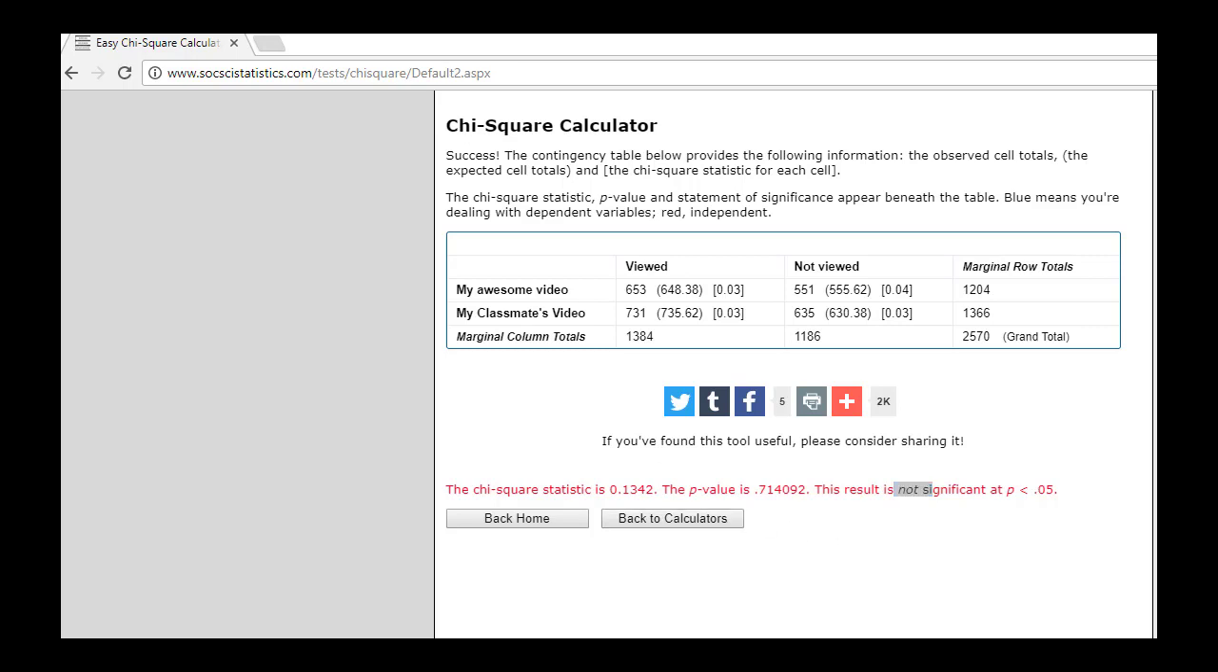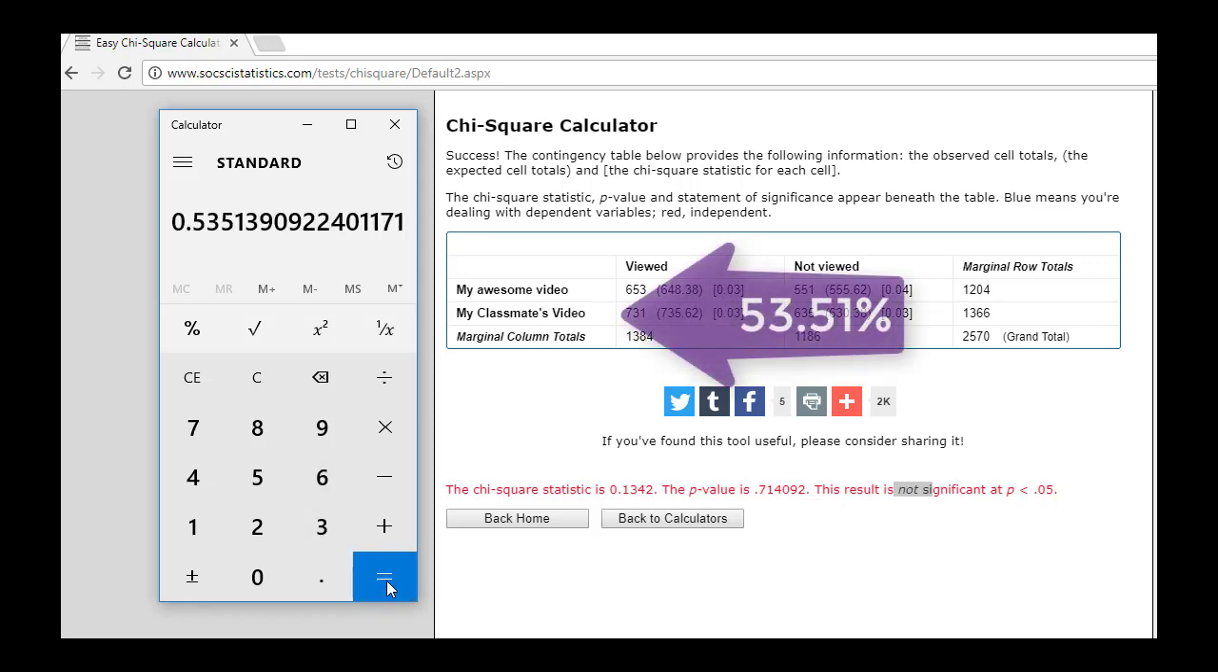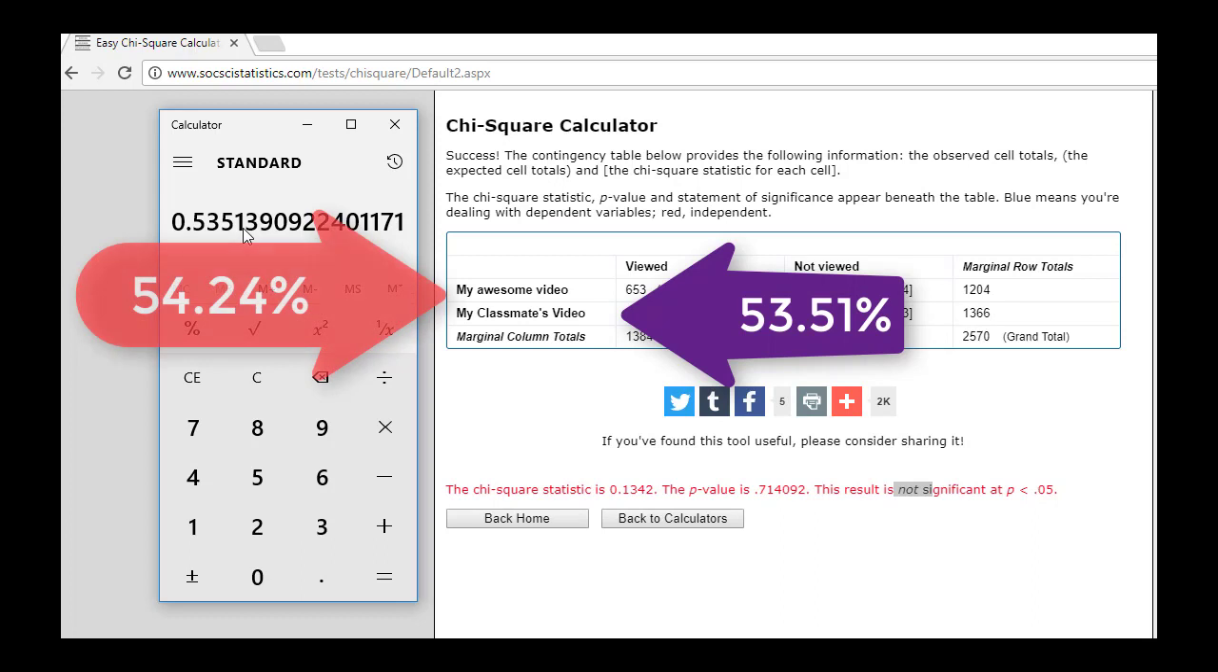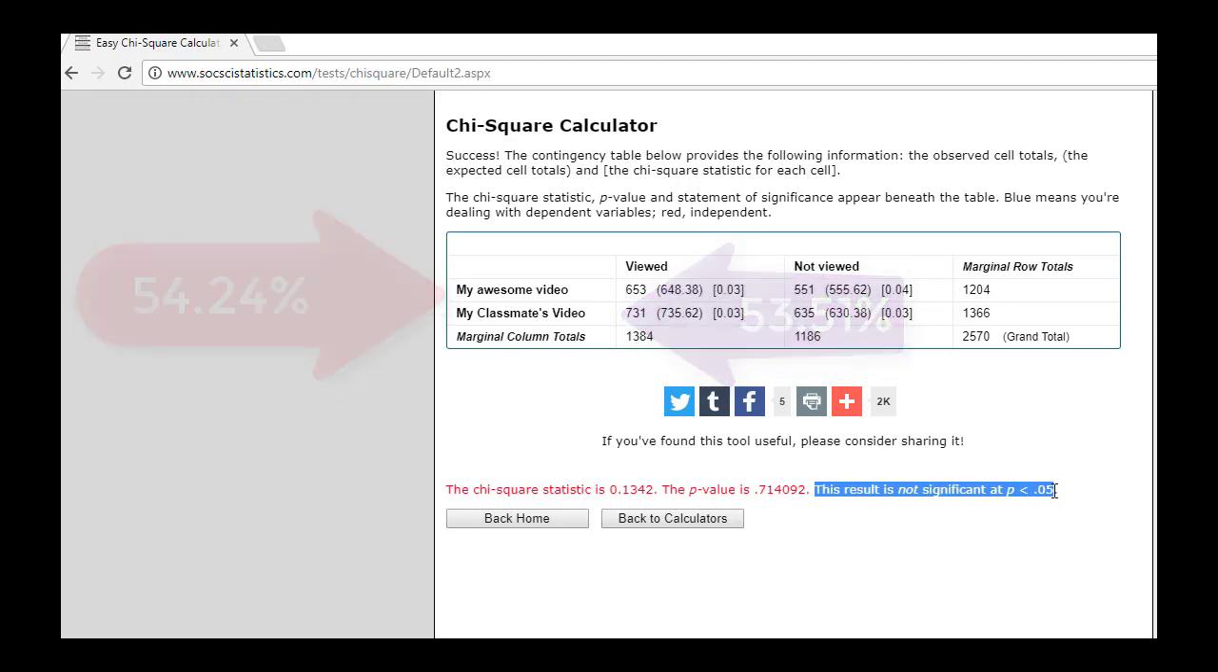So if you were to calculate your classmate's view rate in this particular case, it would be the 731 divided by the 1366 overall impressions. And that was 53.51%. So even though yours is 54.24 and the other person's is 53.51, according to the data and the chi-square calculation, this is not a significant difference. That means that you cannot really say that your video is more awesome than your classmate's video.